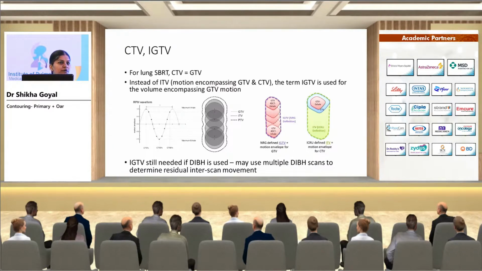So even if we are using DIBH, where we assume that the tumor is stable, there will be some residual motion. So that residual motion should also be encompassed while delineating or while generating the IGTV.